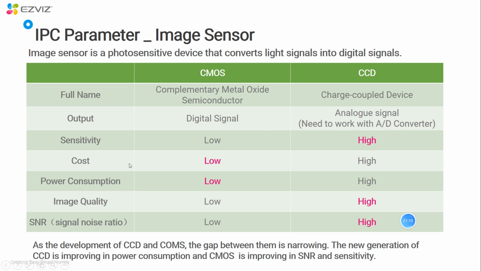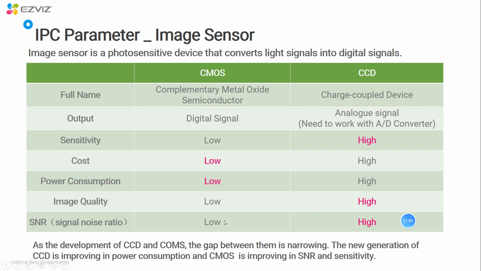And about the sensitivity, the CCD sensor will be higher than the CMOS. And the cost, the CMOS is lower than the CCD. And the power consumption, the CMOS is lower than the CCD. And about the image quality, we recommend the CCD because it's higher than the CMOS. And about the signal noise ratio, the CMOS is lower than the CCD.